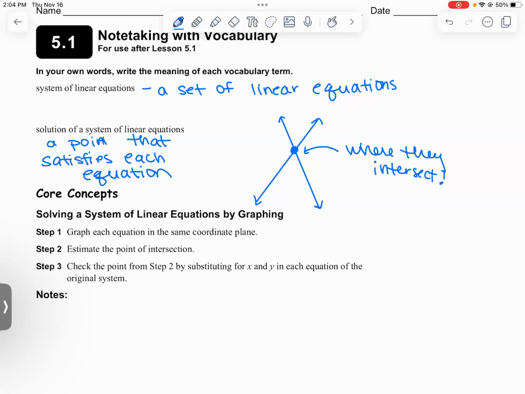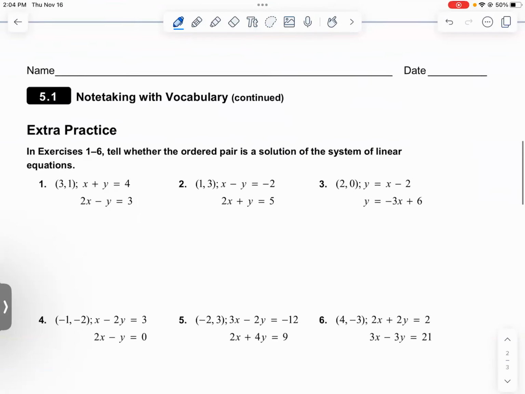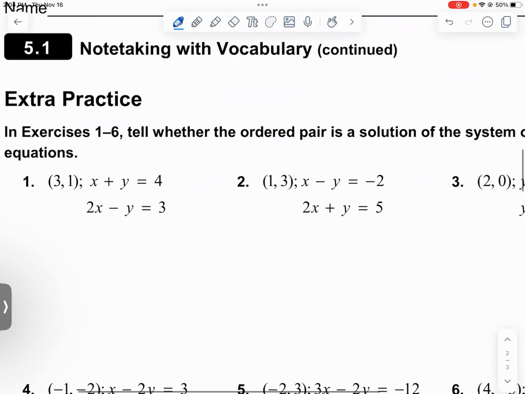So this is what's going to happen. We are going to solve systems of linear equations by graphing them. Now, first, I want to show you. We're going to kind of go back and forth on our page here. I want you to go to the next page and I want you to look at number 1.